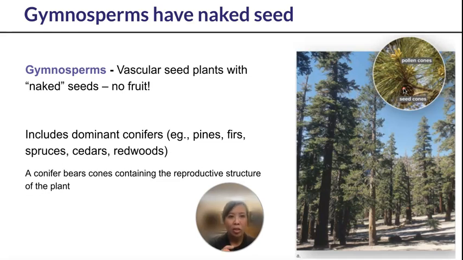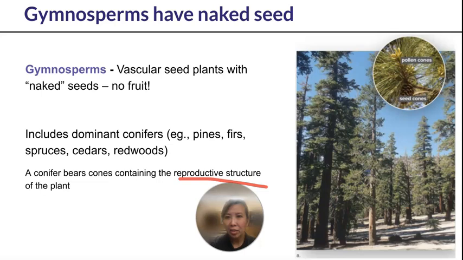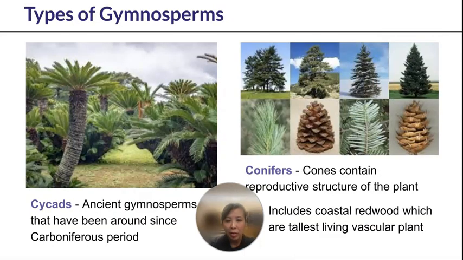And so this will include dominant conifers, so pine trees, fir trees, redwoods. These are all different examples of gymnosperm. And the conifer, as we mentioned, on the cone itself will contain the reproductive structure of the plants. So that is, the ovules and the seeds are exposed right there on the surface. Let's take a look at some gymnosperm examples. So here are some of the gymnosperm. You probably recognize a lot of them.